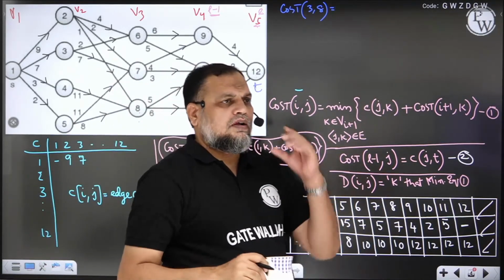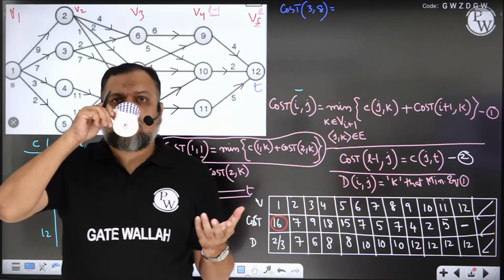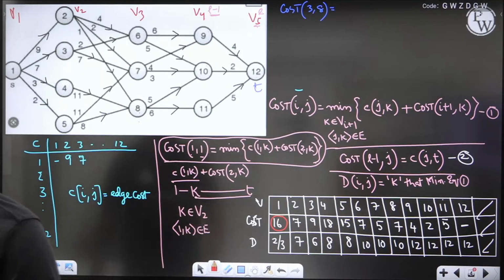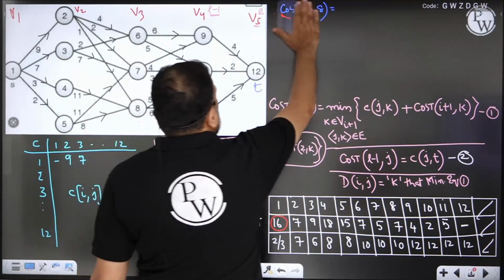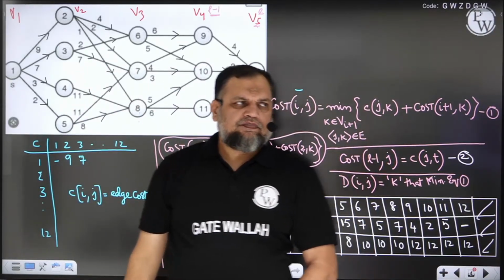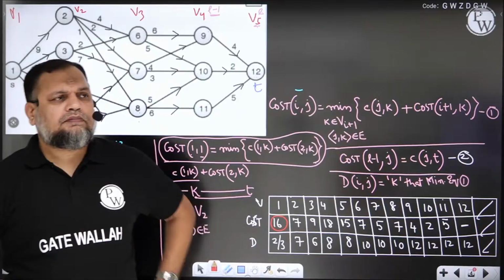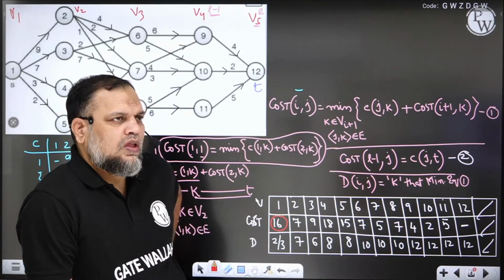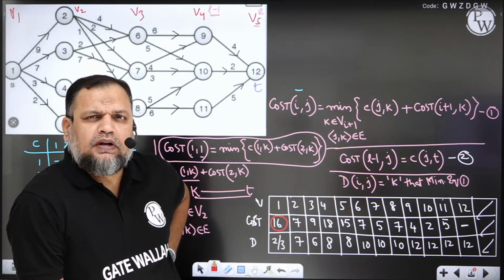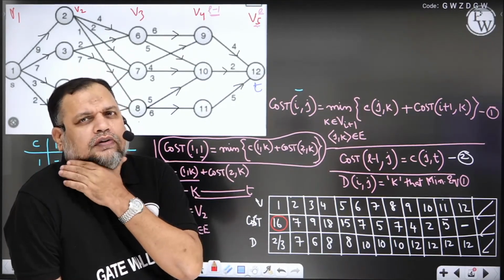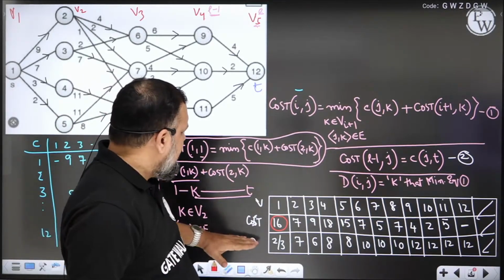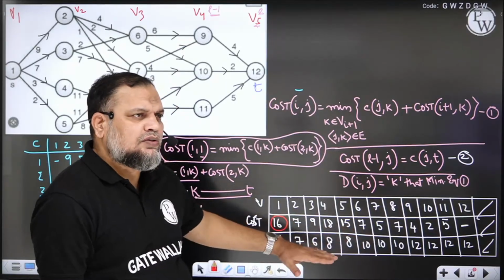But we have to verify how we got 16. What is the path? How are we going to construct the path? Construction of the path is also very simple. Can anybody tell me, writing in the chat box, how do you construct the path? Come on, boys and girls. We can construct the path by using the values of D. That is also a very interesting approach. The purpose of monitoring the values of D is to construct the path.